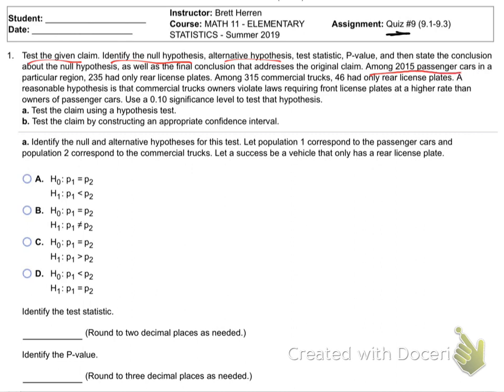Among 2015 passenger cars in a particular region, 235 had only rear license plates. Among 315 commercial trucks, 46 had only rear license plates. A reasonable hypothesis is that commercial truck owners violate laws requiring front license plates at a higher rate than owners of passenger cars. Use a 0.10 significance level to test that hypothesis.